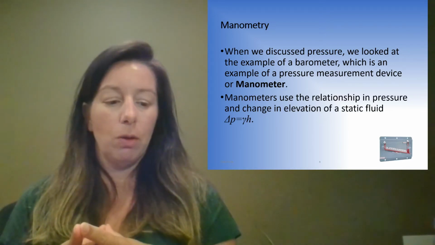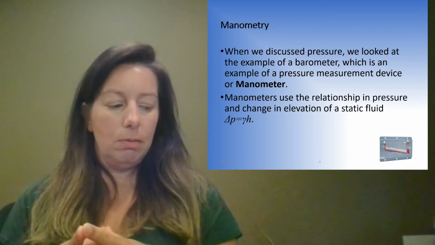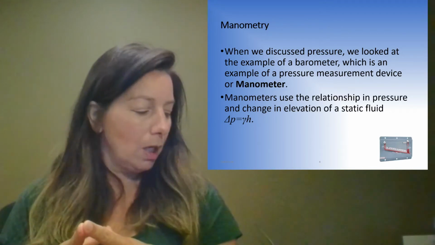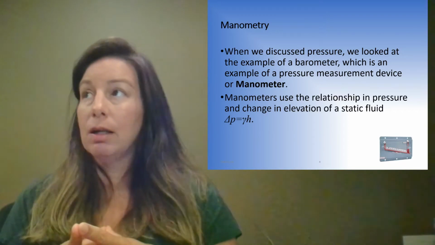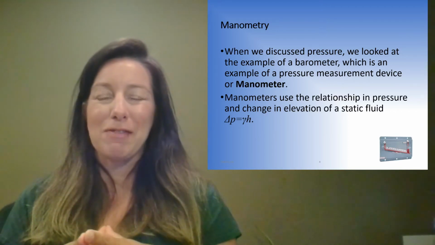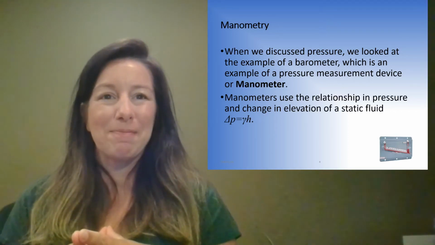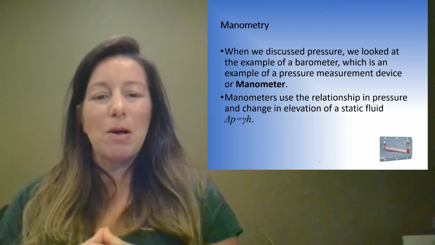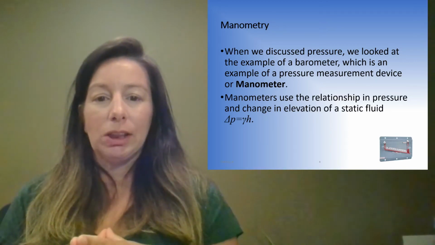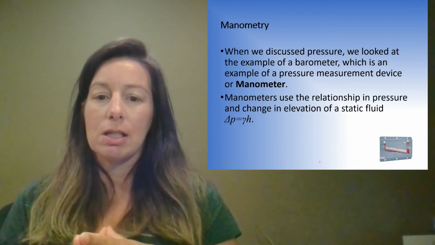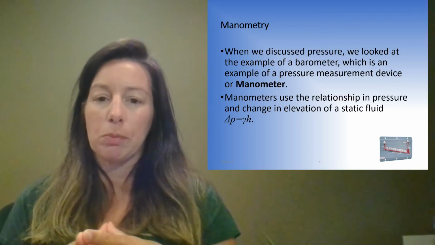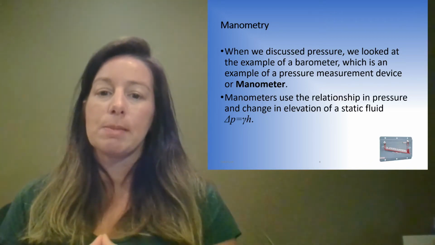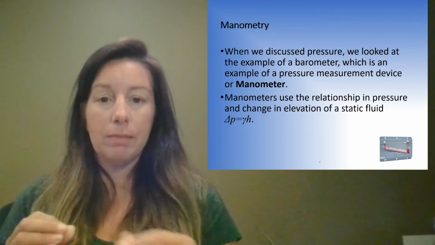Or say if you work in a pulp and paper mill, there'll be lots of fluids that run through all those pipes in there. So manometers use this relationship. This change in pressure is due to the change in elevation of the static fluid. So the change in pressure is equal to the specific weight of the fluid times the height.